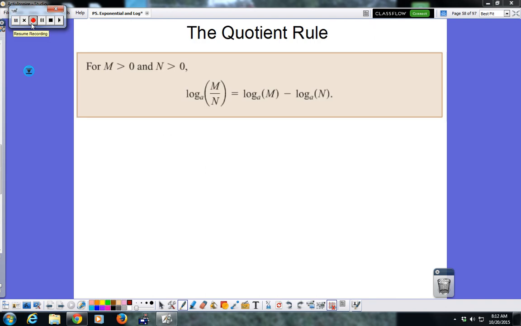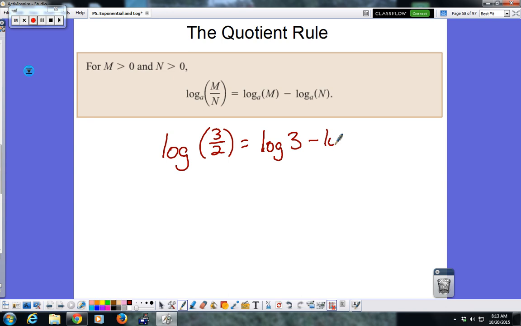So, if you know your product rule, then if you think real hard, I bet you know your quotient rule. Okay? Quotient rule says when you have a log of two things being divided, the log of 3 halves, you can split that log into the log of 3 minus the log of 2. Now what rule is that connected to?